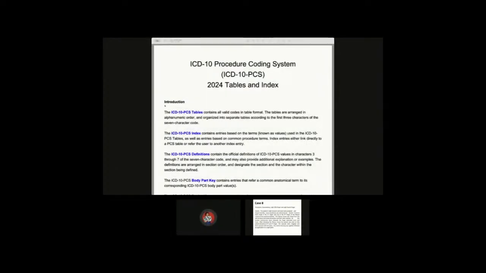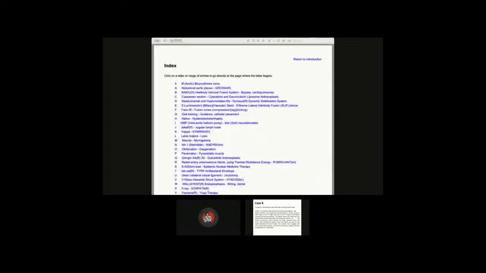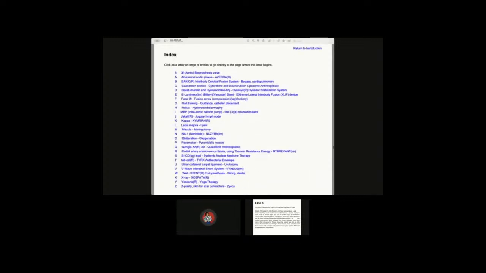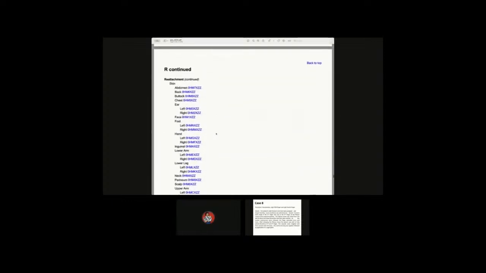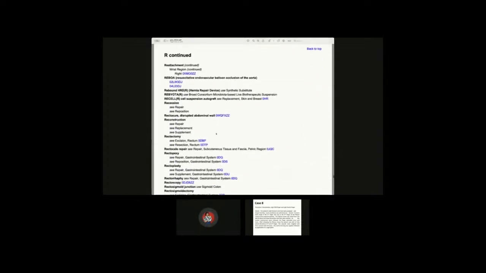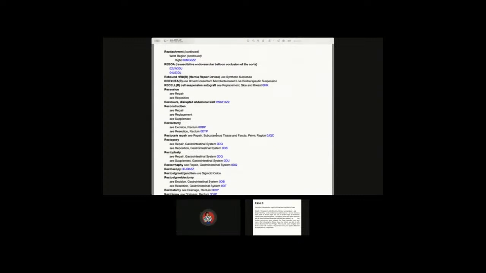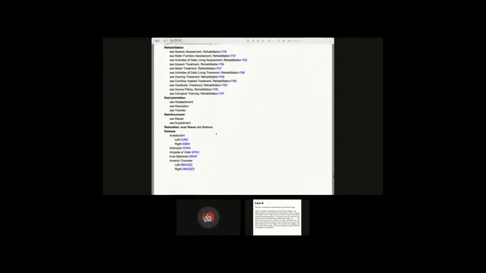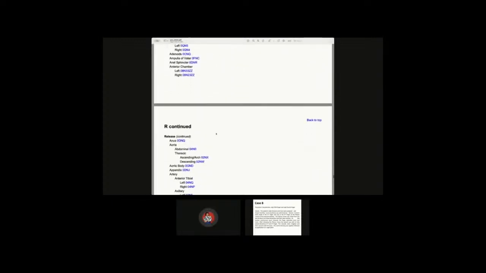Well, you know what time it is. We are going to be going to the index and we're going to be looking for the root operation of release. And let's see. Just out of curiosity, how many of you are going to be taking your CCS exam in the next couple of months? I know I asked that before, but I'm just wondering again how many are going to be taking the exam.